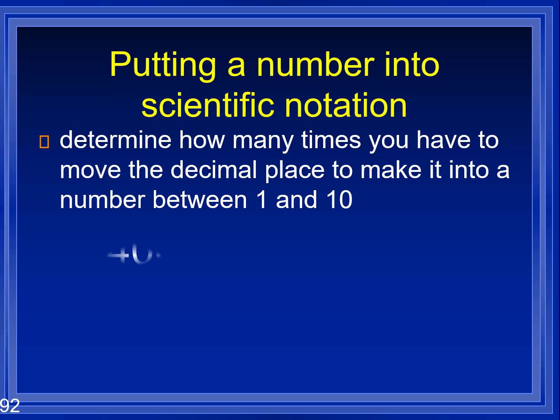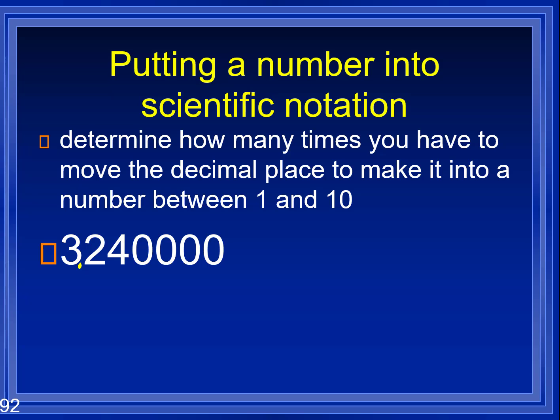So if I wanted to take 3,240,000 and write it in scientific notation, there is only one place in 3,240,000 that you can put a decimal point that will get you a number between 1 and 10. The only place I can put it is right there, between the 3 and the 2. That's where I need to put my decimal point, because that's the only place I can put it that'll give me a number between 1 and 10.